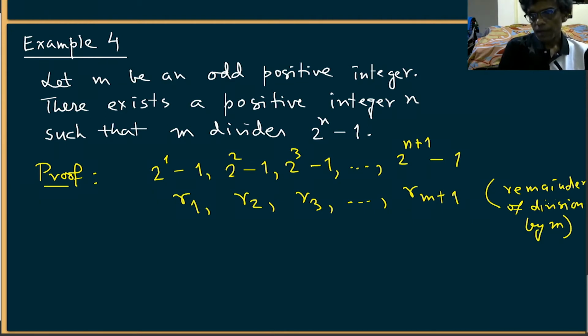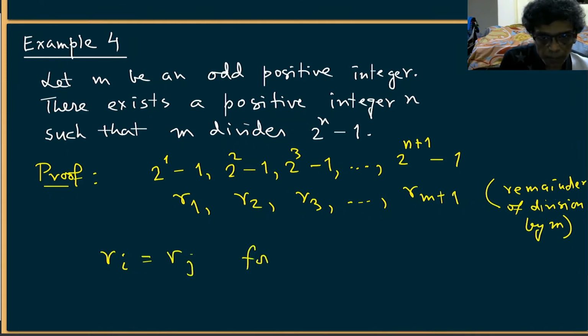So, there are m possible remainder values 0, 1 up to m minus 1, and you have m plus 1 remainders. So one remainder must repeat, right? So once again assume that Ri equal to Rj for some i less than j. Then again, as in the last example, what is Ri?